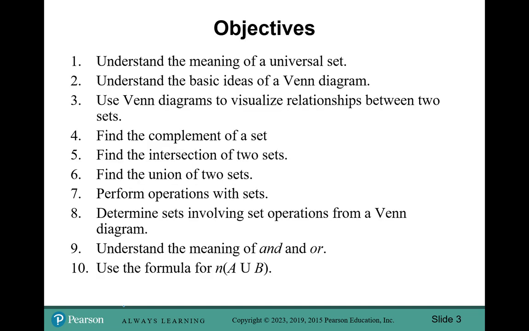Our objectives today are to understand the meaning of a universal set, understand the basic ideas of a Venn diagram, use Venn diagrams to visualize relationships between two sets, find the complement of a set, find the intersection of two sets, find the union of two sets, perform operations with sets, determine sets involving set operations from a Venn diagram, understand the meaning of "and" and "or," and use the formula for the cardinality of A union B.